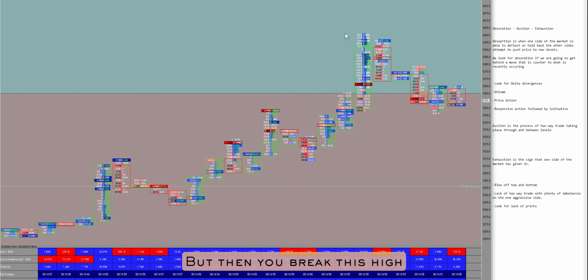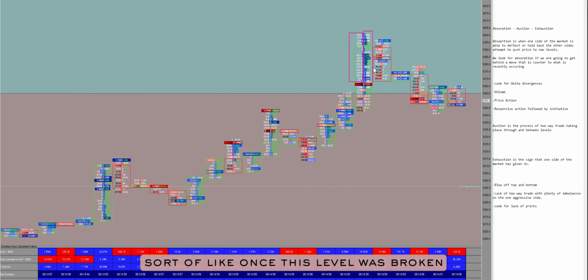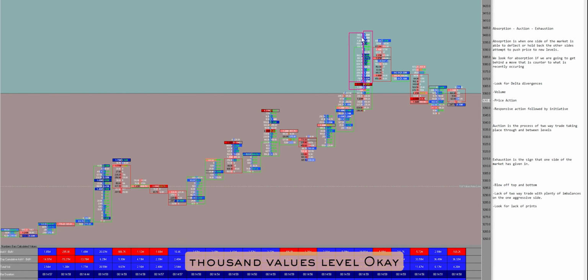But then you break this high, and you can see how this changes drastically. Through this level, you get a ton of aggressive buying activity, and really, it just thins out. Once this level was broken, this was the last area, this imbalance right here, where buyers are willing to passively buy this with any size. Okay, immediately you just go into the few 100,000 values level. And we're looking at obviously a blow off candle.